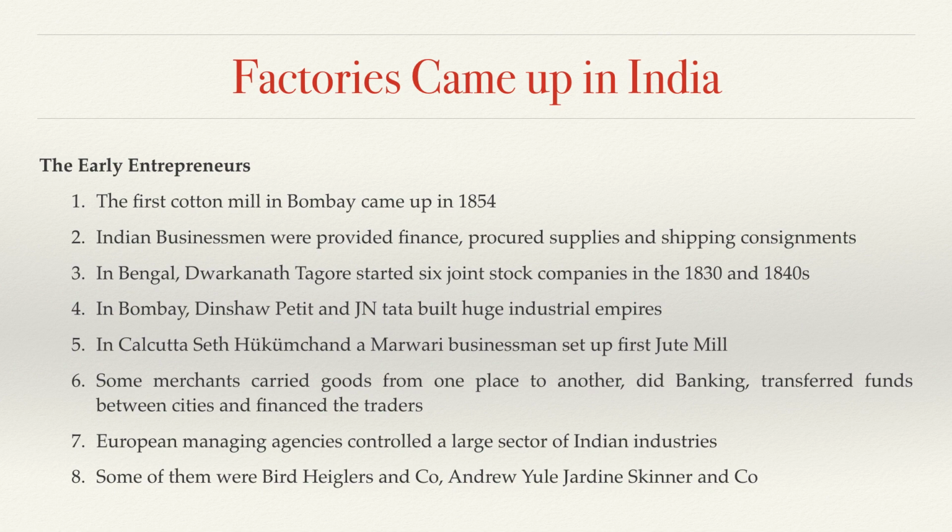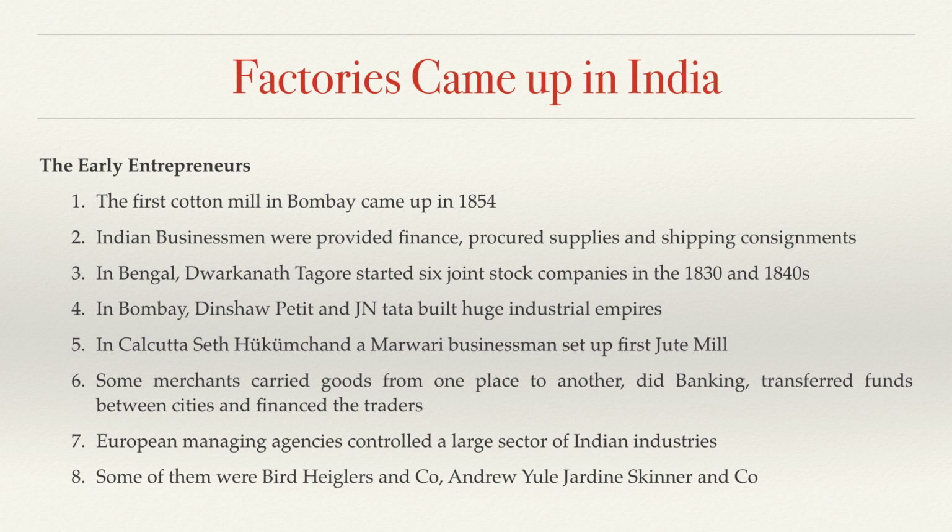Now we see the factories that came up in India. Early entrepreneurs. सबसे पहले the first cotton mill in Bombay came up in 1854. Indian businessmen provided finance, procured supplies, and shipped consignments. These were the works Indian merchants were engaged in.